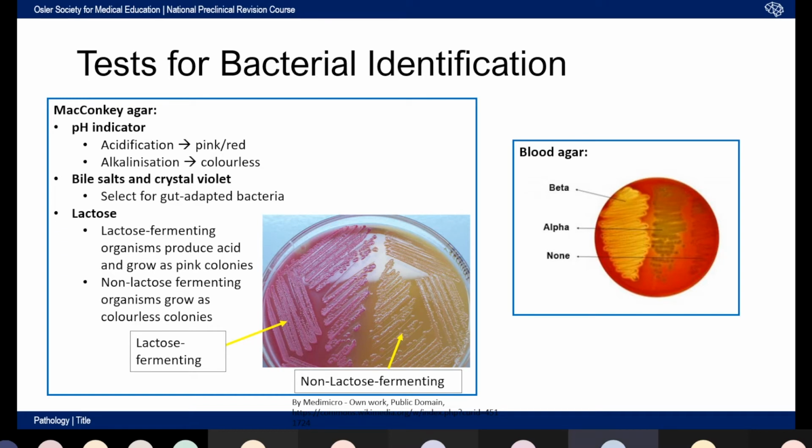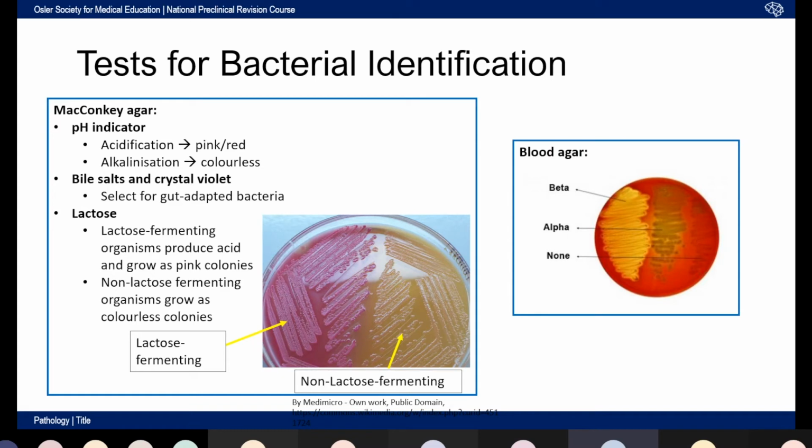And the agar also contains lactose. So lactose fermenting organisms will produce acid, so these will grow as pink, whereas non-lactose fermenting organisms will grow colourless. And then also the agar contains bile salts, which select for gut-adapted bacteria and inhibit the growth of most gram-positive cocci. And then, yeah, this is just a quick reminder of what the different types of hemolysis look like.